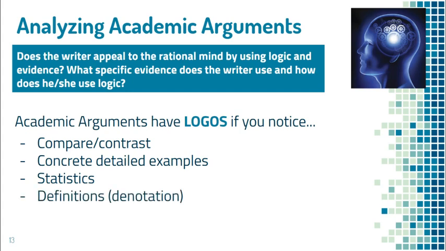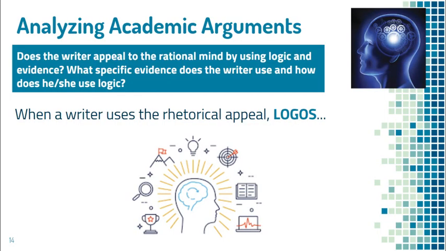Writers may also appeal to logos by including the denotative meanings of words, the definitions. Writers do this to clarify meanings. If a writer does this, think about, why has the writer included a definition? What does this tell you about the audience? When a writer uses the rhetorical appeal logos, it provides you more information and more facts about the topic. When a writer uses logos, ask, what did I learn about the topic? Was the information important for me?